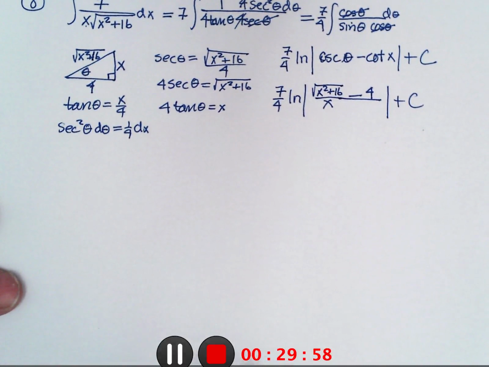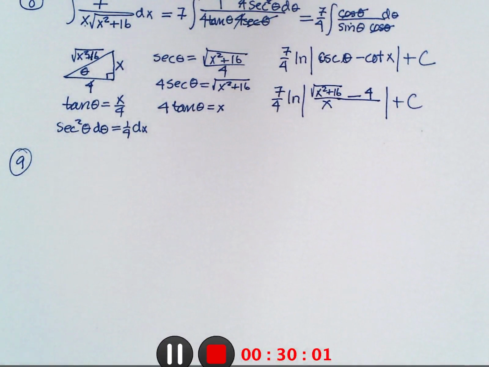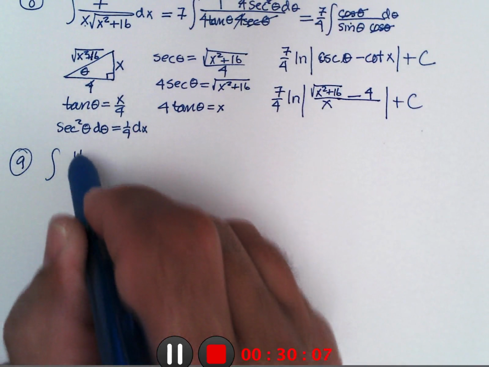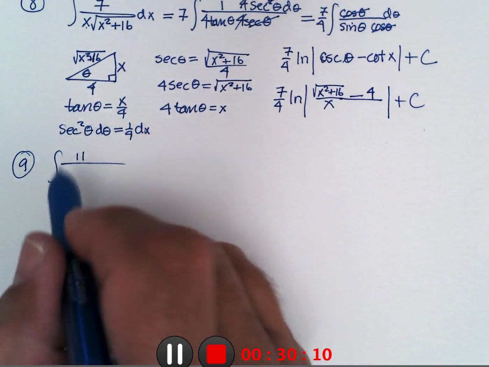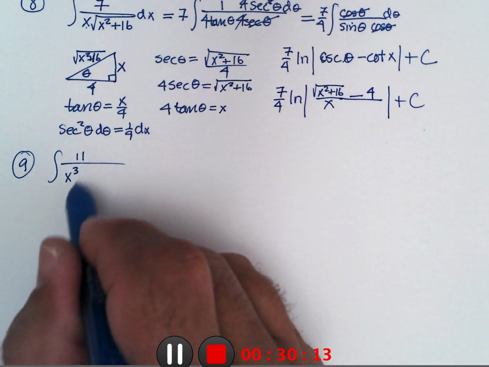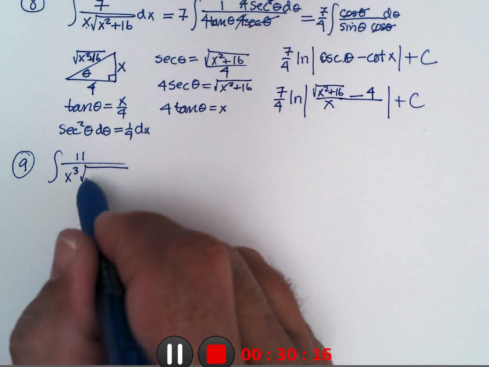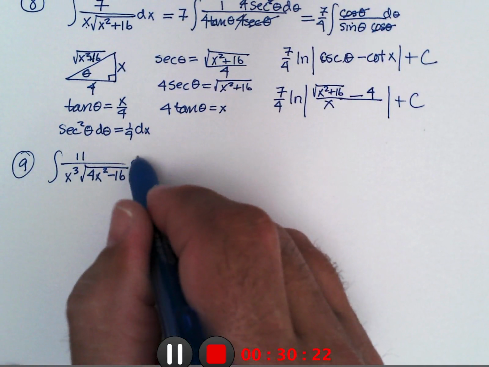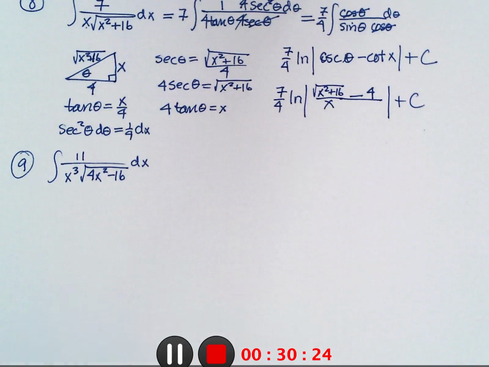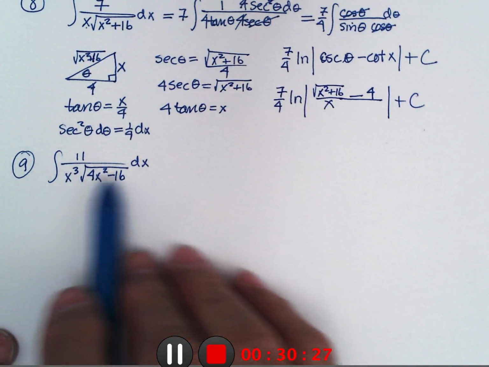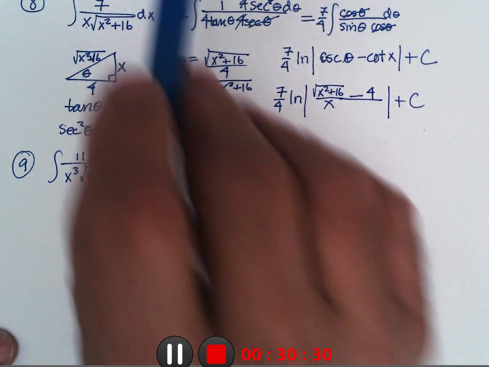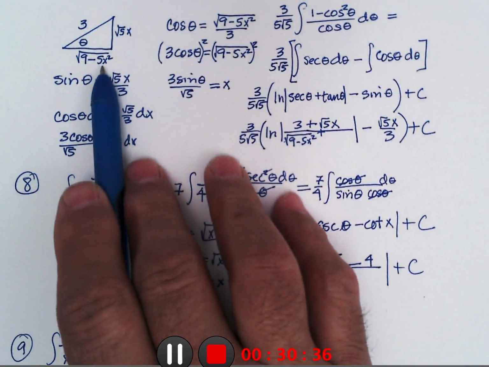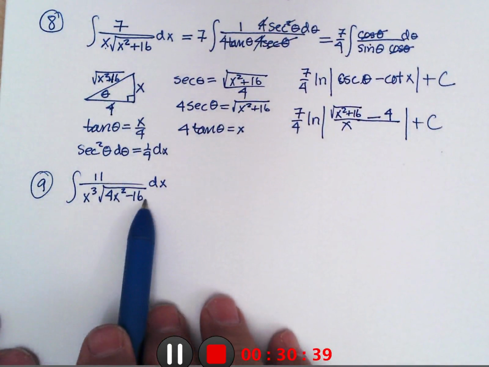Okay, number 9. Hopefully I got enough room here. The antiderivative of 11 over x to the third square root of 4x squared minus 16 dx. So this is an x squared minus 16. This is not a sine, because that becomes the constant minus the square. We got the square minus the constant. So we need to do a little bit different.